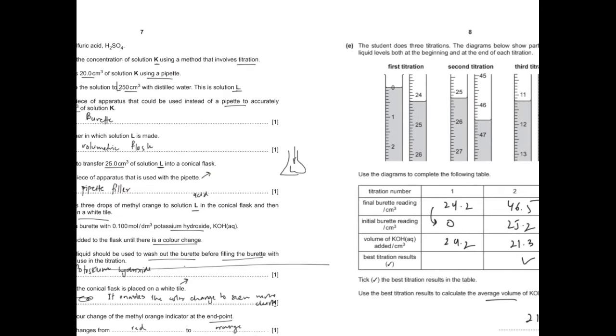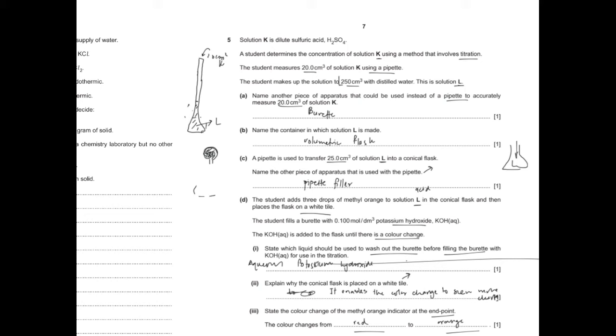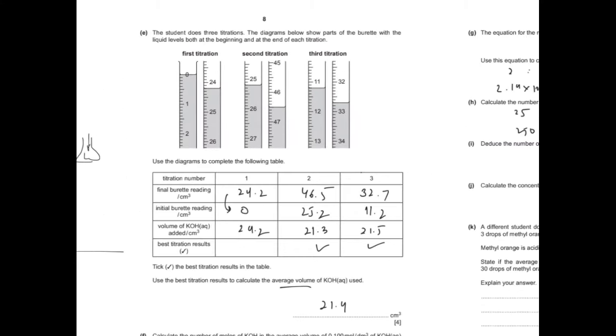0.0107. Deduce the number of moles of H2SO4 in 20 cm³ of solution K. It will be the same. Moles will remain the same. The solution K was what? If you remember, the solution K was the initial solution. From this, you took 25 cm³. So the moles are still the same. Moles are not going to change. So you write the same values here as well. 0.0107.